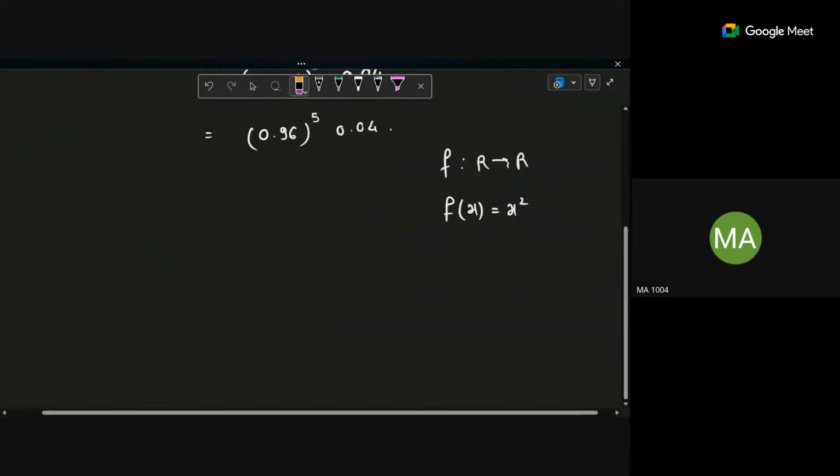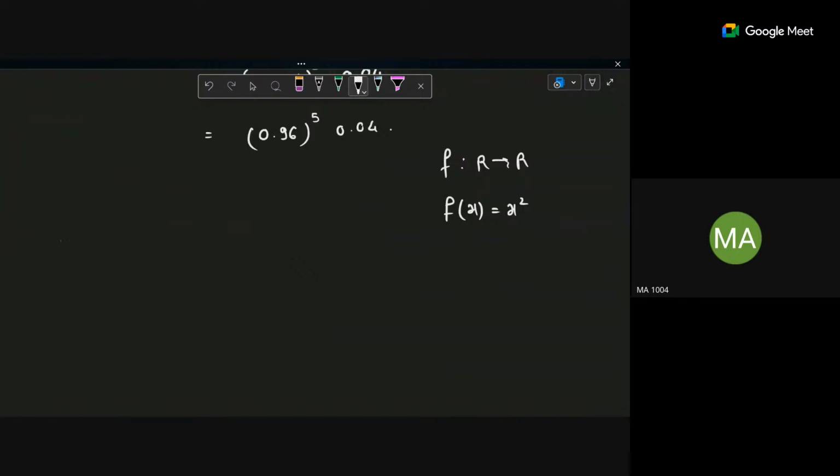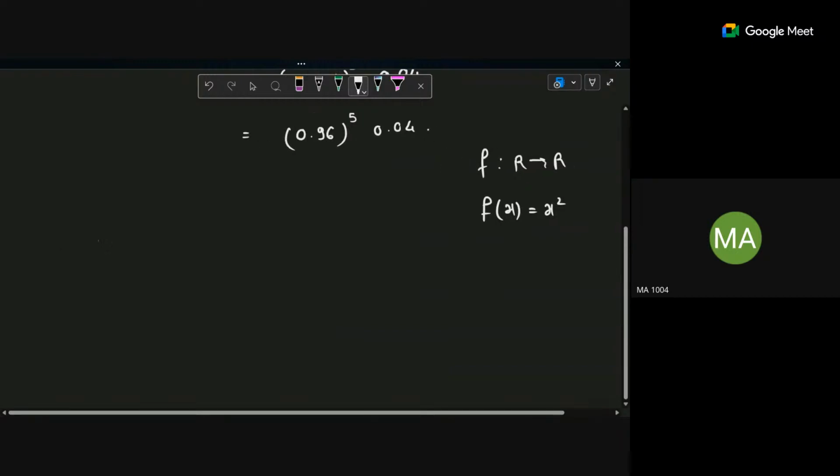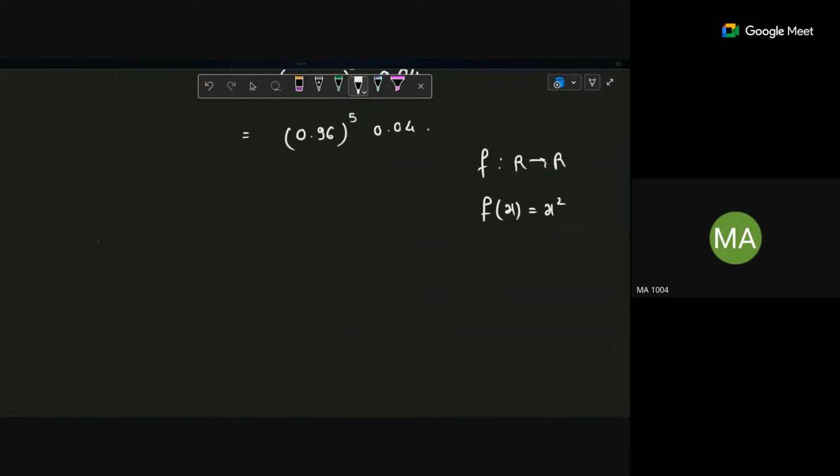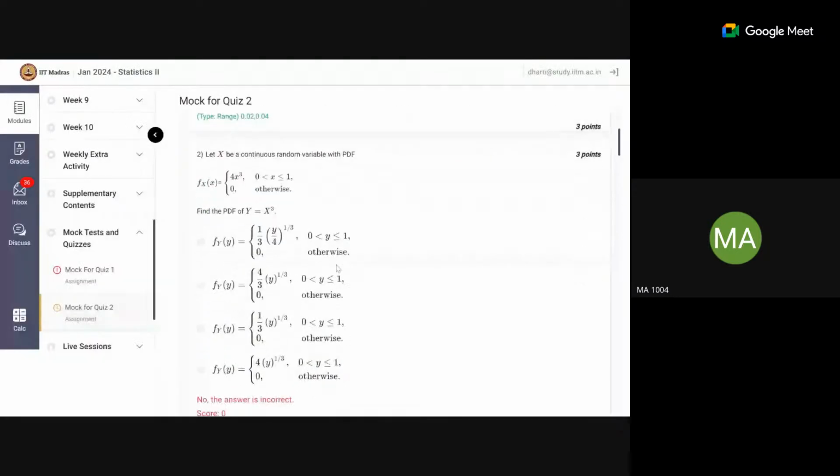Any doubt here? No. So let's move to the next question. Let x be a continuous random variable whose PDF f(x) is 4x cube in the range 0 to 1. Then find the PDF of y is equal to x cube.